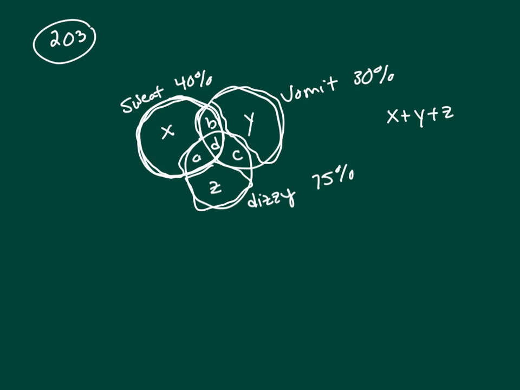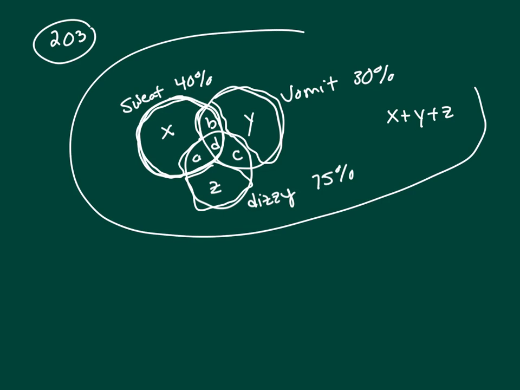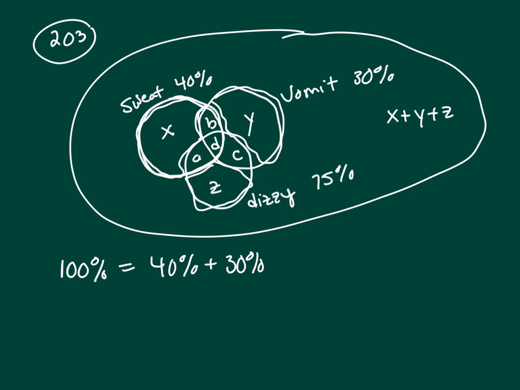So it tells us that all the subjects experience at least one of these effects. All right, so we know if you sum up the whole thing, what percent would that be? They're all in there. That would be 100%. So let's take 100% equals what? Well, it's the 40% plus the 30% plus the 75%. Of course, obviously, this is more than 100% on the right-hand side. That's because we've double counted.